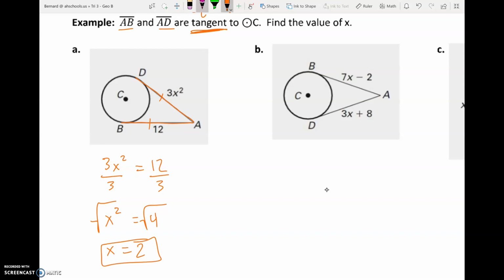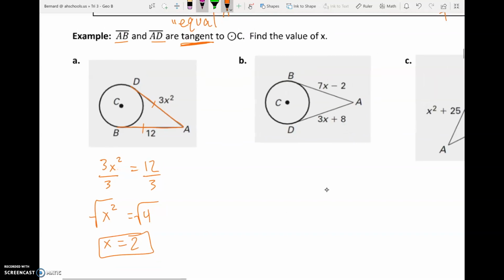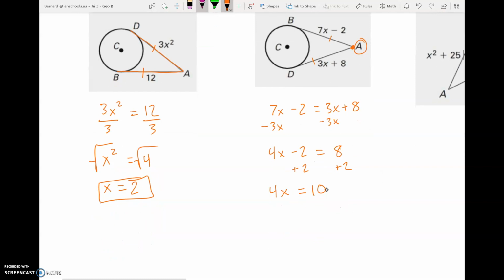Perfect. So again, all we're doing here is if we know both lines are tangent and they come from an exterior point, so like point A on the outside of the circle, if they're both tangent, then they equal each other. So now 7x minus 2 is going to equal 3x plus 8. Subtract 3x from both sides. We get 4x minus 2 equals 8. Add 2 to both sides. We get 4x equals 10. And then we divide by 4. And x equals 2.5.